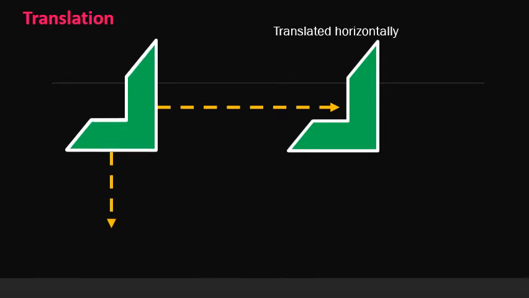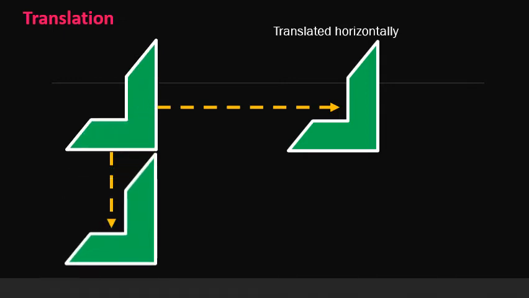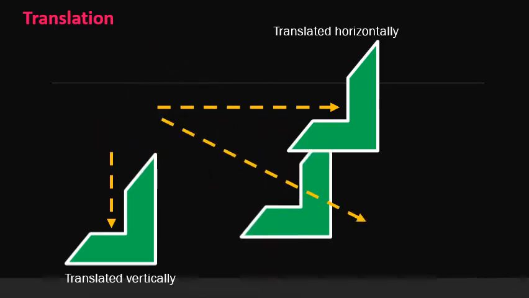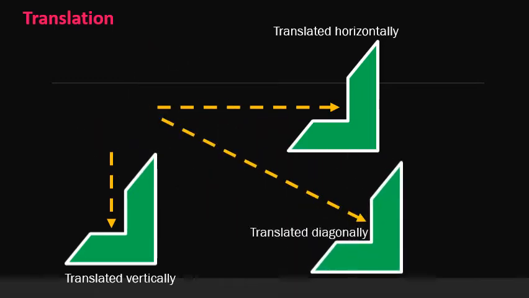I can also do it vertically, and I'd say that's been translated vertically. So I'm using that directional language. I'm not just saying, oh, it's been translated. I'm saying in what direction it's been translated. And also I can translate it diagonally. And there again, I've written the direction there. So not just translated, but translated diagonally.